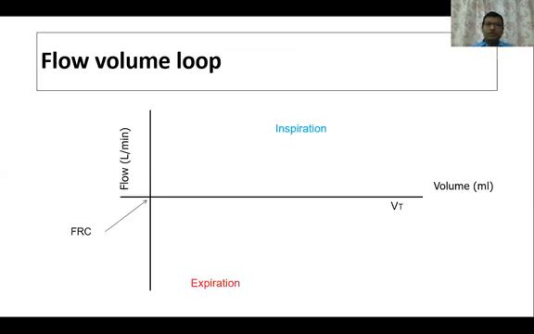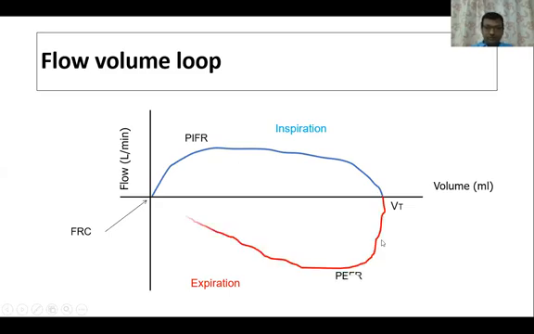So now just look at the flow volume loop. Here, remember, in a flow volume loop, you have flow on the y-axis, whereas volume is on the x-axis. The inspiration will be above the baseline and the expiration will be below the baseline. During inspiration, there will be a rapid rise in flow to the peak inspiratory flow rate. Then it will come to the baseline, and during expiration, there will be a rapid decrease in flow to the peak expiratory flow rate, and then a progressive return to the baseline. That is the functional residual capacity.